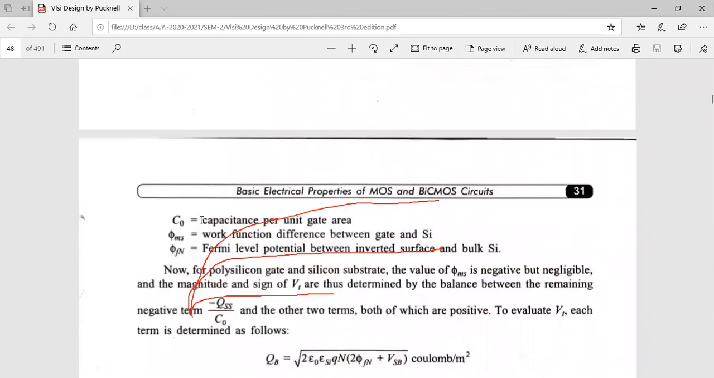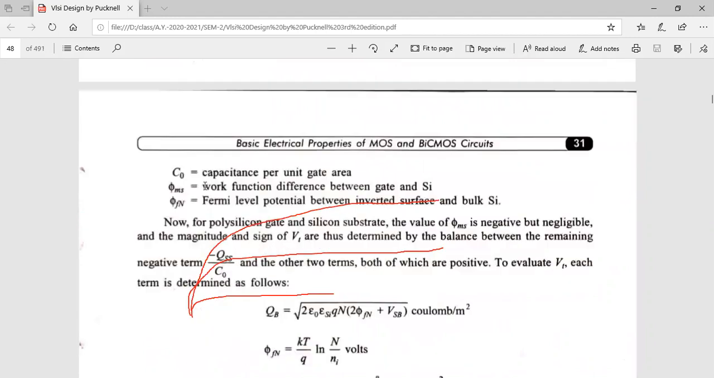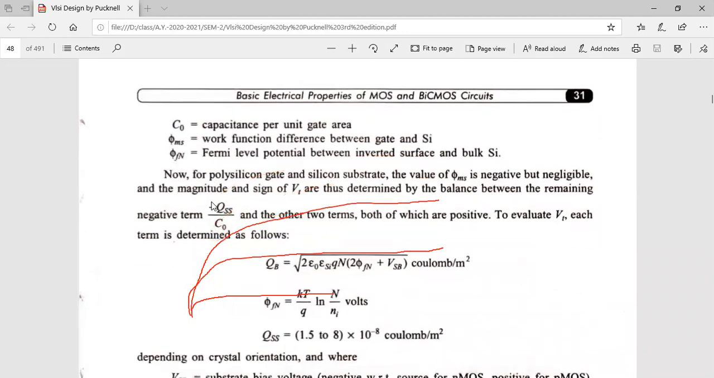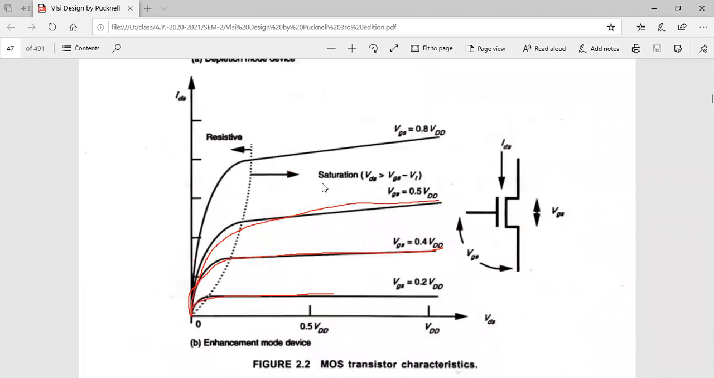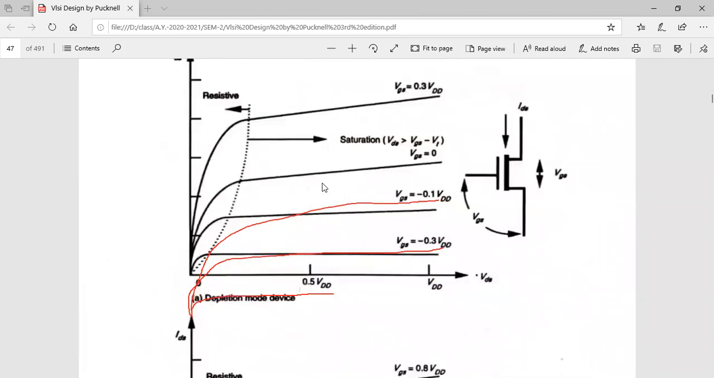We'll see the parameters and then we'll see the graphs, right? C naught is nothing but the capacitance per unit gate area. Next, phi ms is the work function difference between the gate and the silicon, and phi Fn is the Fermi level potential between the inverted surface and the bulk surface. Just you can see the graphs, in the enhancement mode device and also in the depletion mode device.